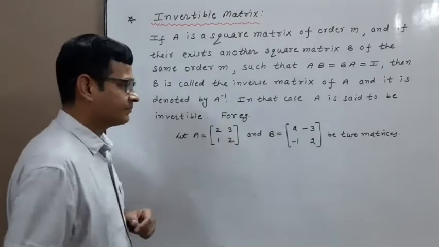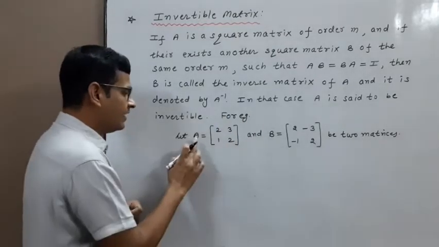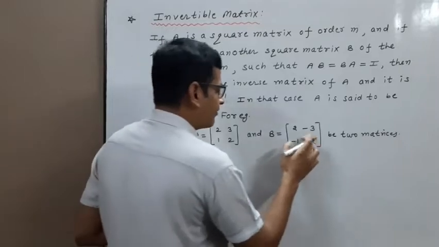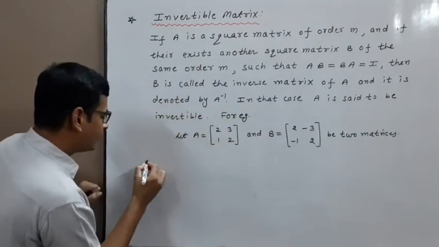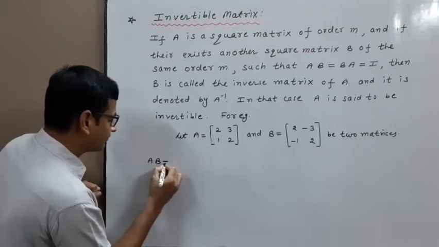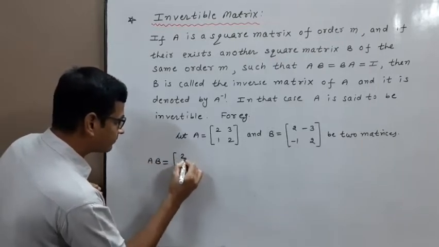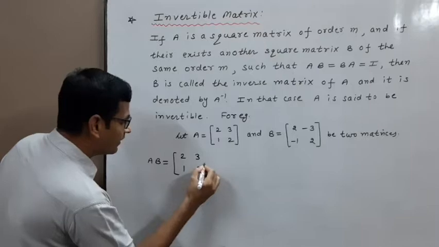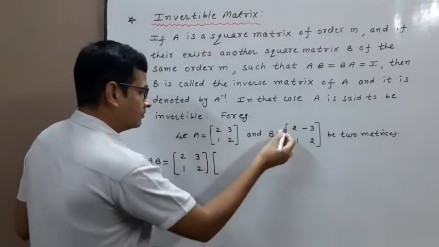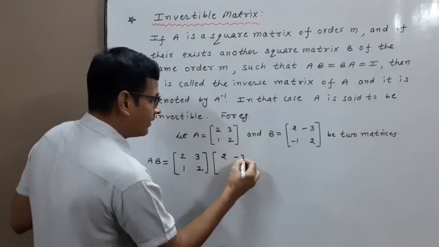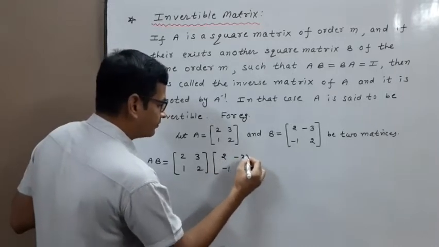For example, let A equal to this and B equal to this be two matrices. Now find product of AB. Two, 1, 3, 2 into 2 minus 3 minus 1, 2.